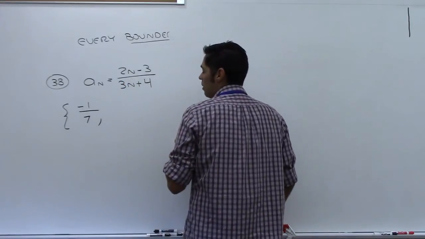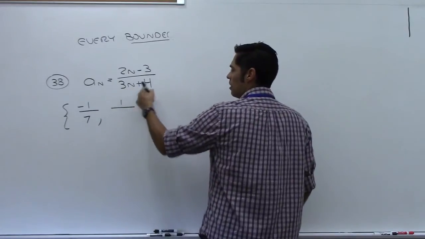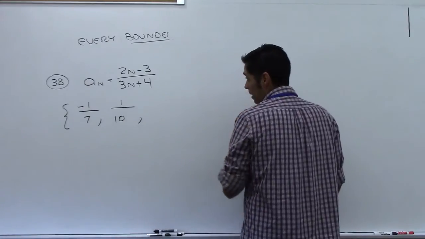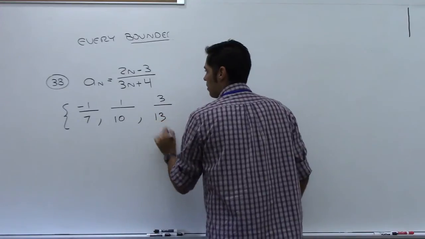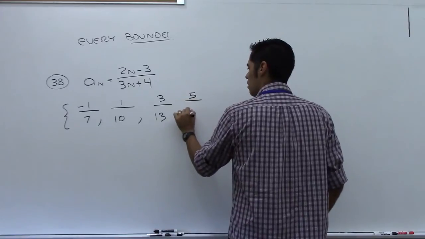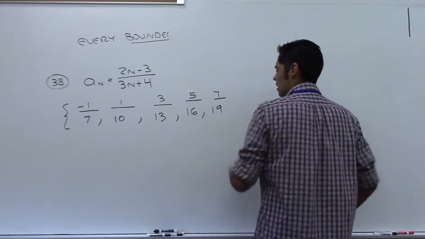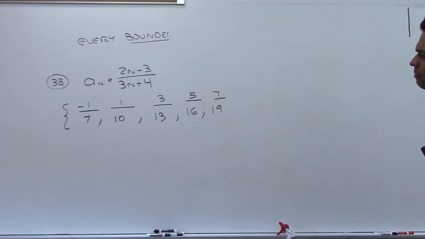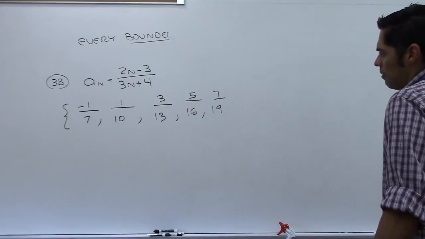And then if I do n is 2 on top, I get 1. On the bottom, 2 times 3 is 6, plus 4, we get 10. And then the next one, if n is 3, 6 minus 3 is 3. On the bottom, we get 13. So if we continue this pattern, it's going to be 5 over 16, then 7 over 19. So, if we look at this, can we tell what's happening with this sequence?